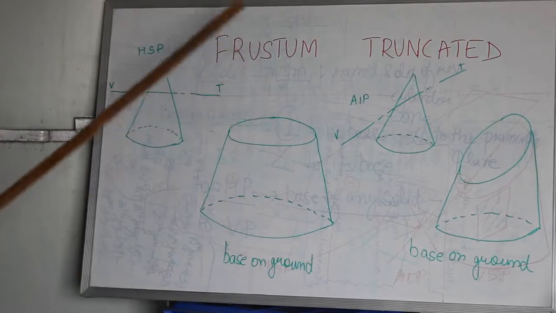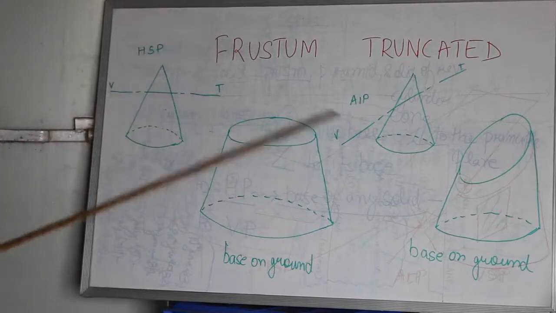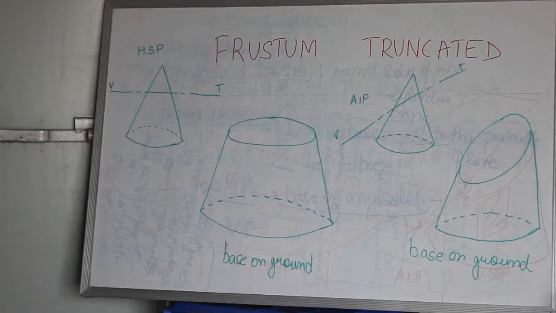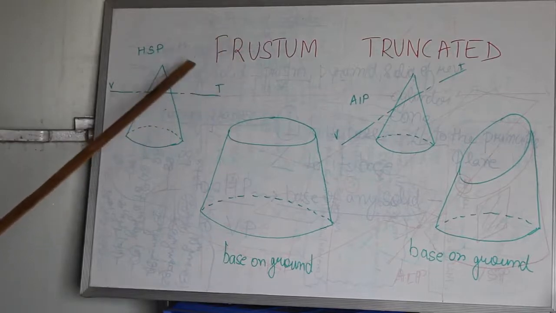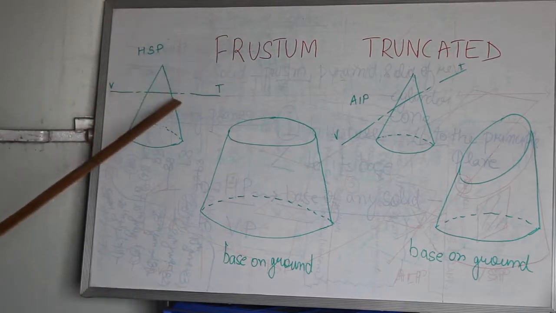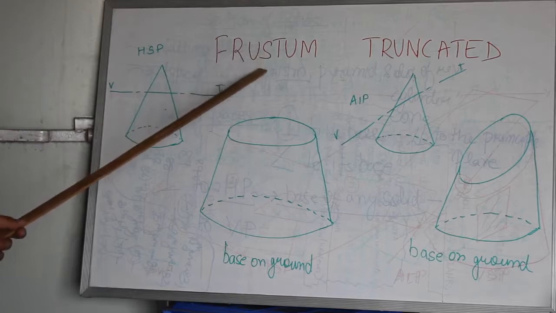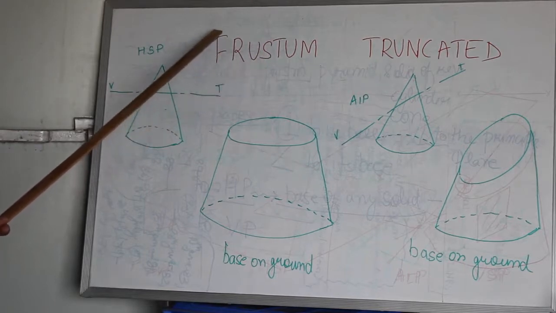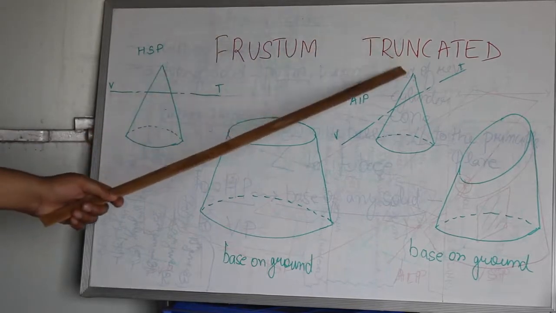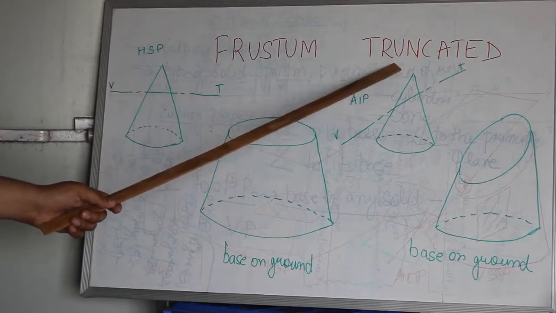So today I'll explain the difference between two types of solids which are generated by using the cutting planes. The first kind is the frustum of a solid, and the second kind is the truncated solid.